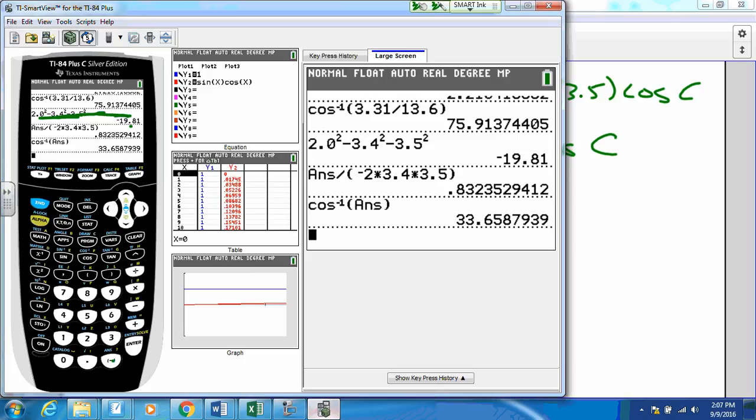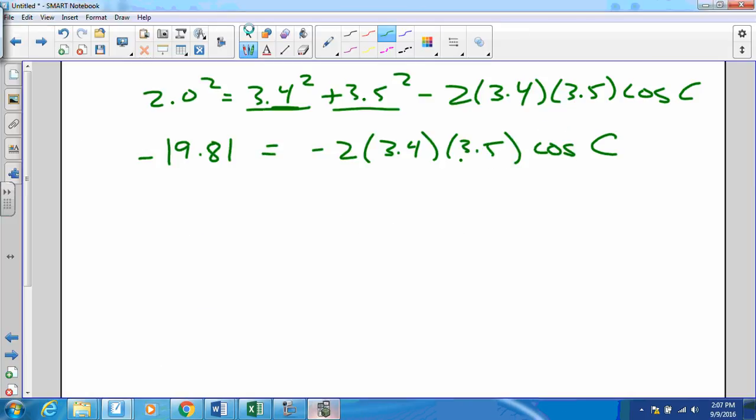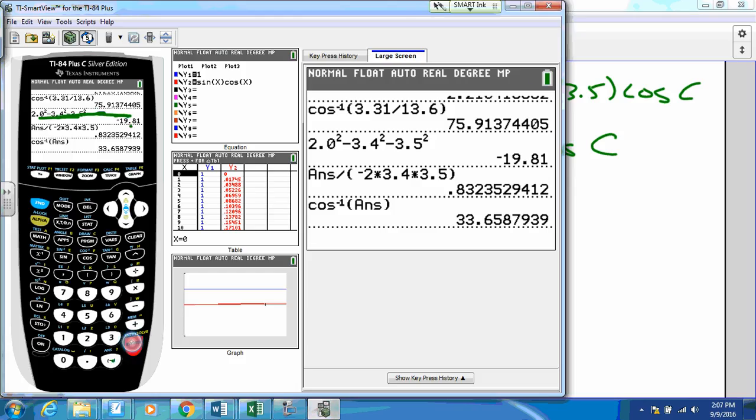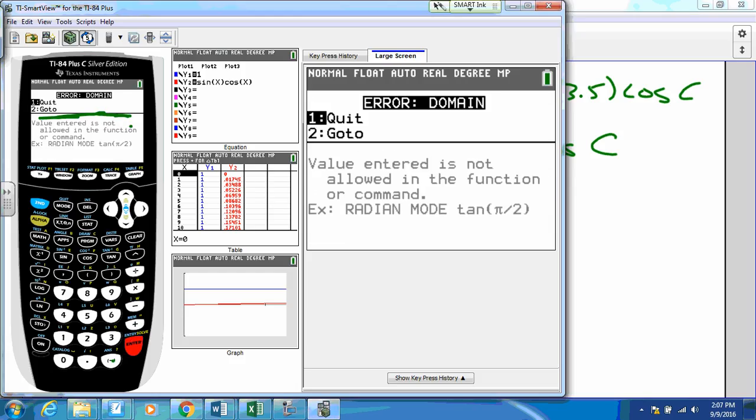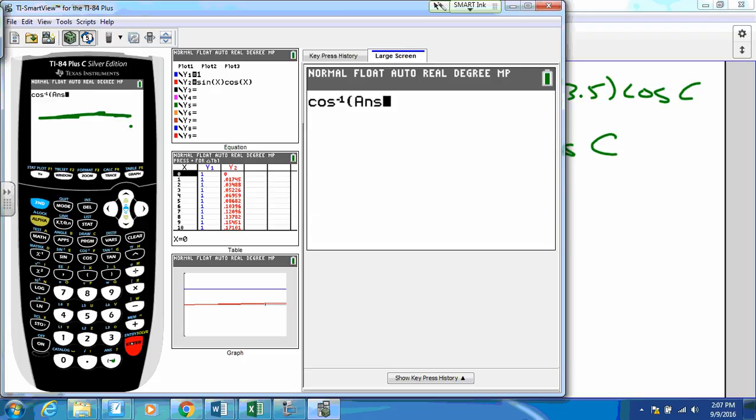So, negative 19.81 divided by negative 2 divided by 3.4 divided by 3.5. And that gives me 0.8324. Good? Okay.